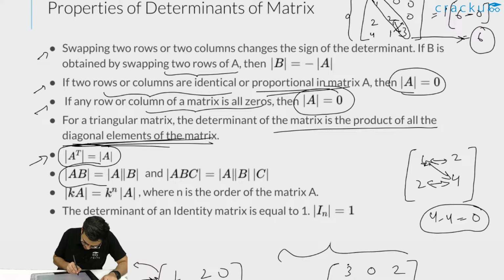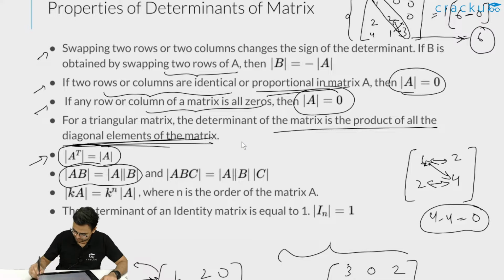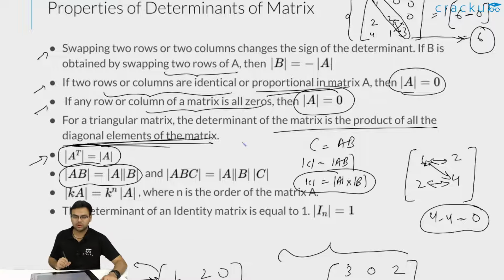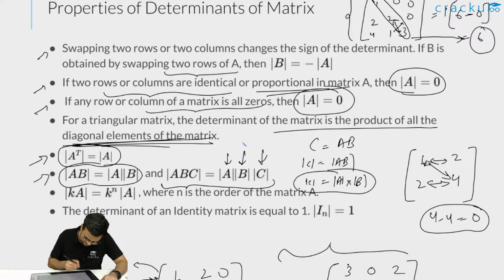Determinant of a product of two matrices. So if I have a matrix, let's say C is equal to AB, then the determinant of C will be the determinant of AB. This determinant of AB can be written as the determinant of A into the determinant of B. Similarly, the determinant of the product of A, B, C will be the product of the individual determinants: determinant of A multiplied by determinant of B multiplied by determinant of C. Again, a very important property.